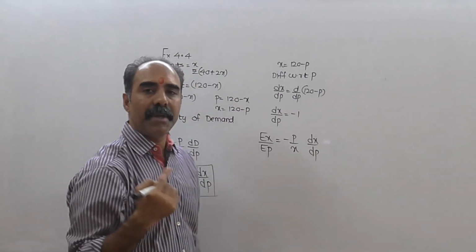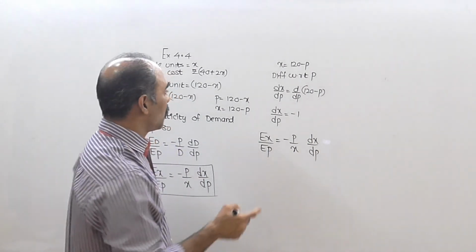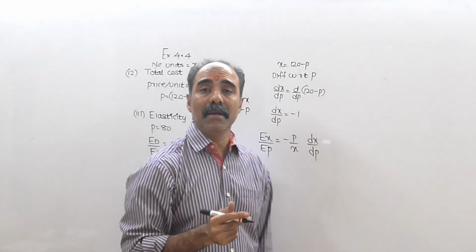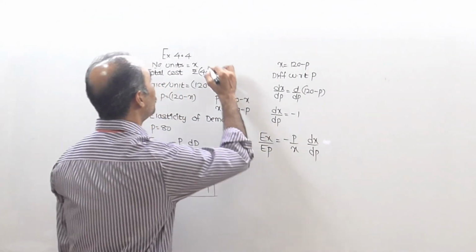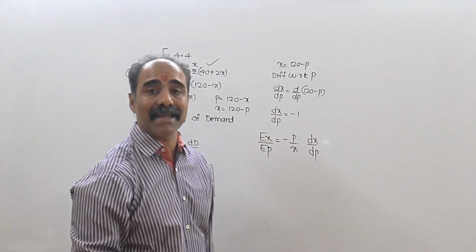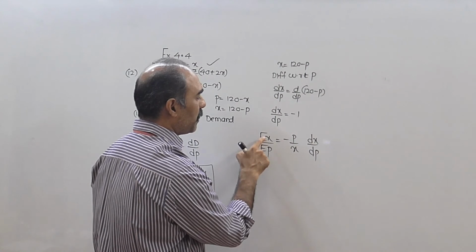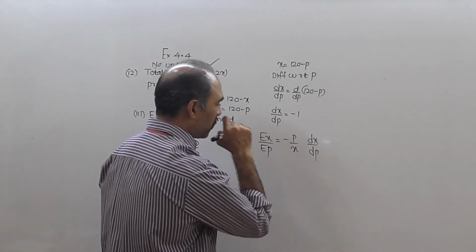See, what is P? P is the price. What is X? X is the number of units, the demand. Normally our alphabet for demand is D, but in this case the units are defined by the alphabet X. So instead of writing ED upon EP, you write EX upon EP. X up, X down, X up, P down, P up, P down.